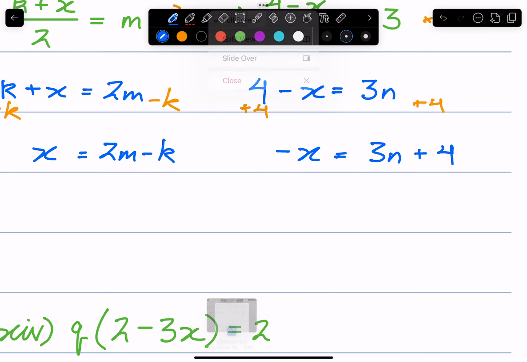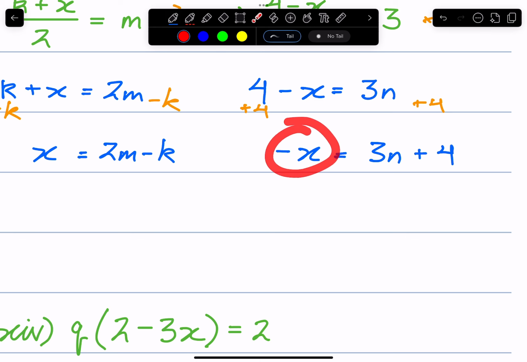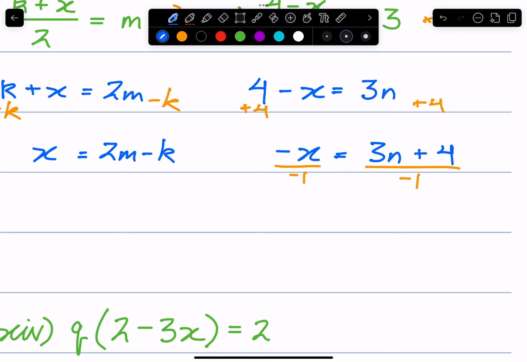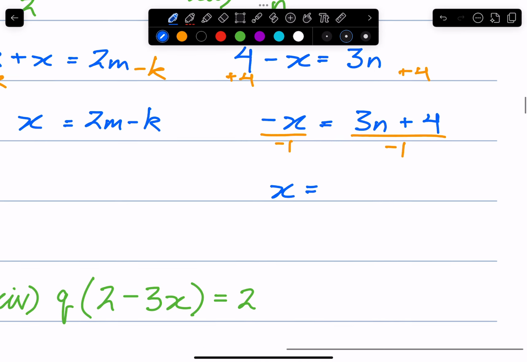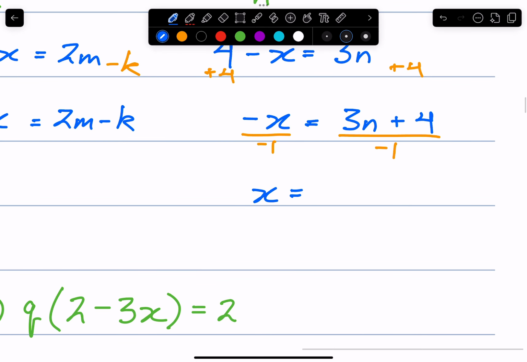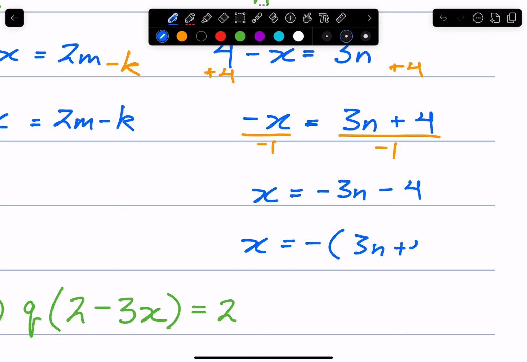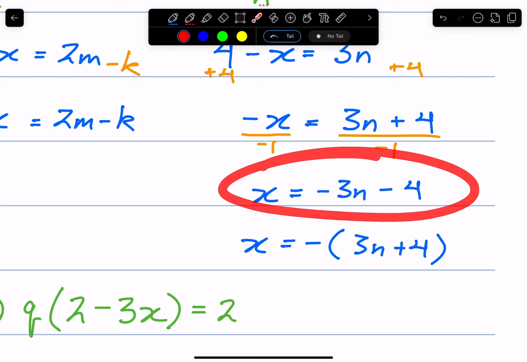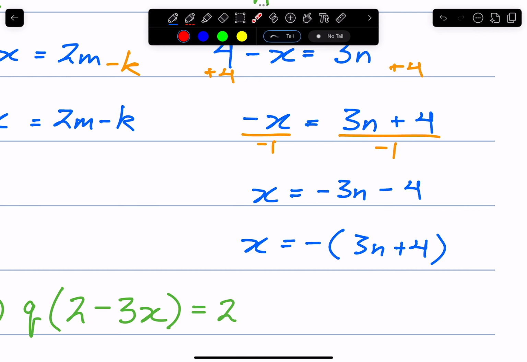And when we now divide by the negative 1, because there's a negative 1 here, this becomes positive x equals, and since it's a negative 1, we can simply divide each one by a negative 1. So this becomes negative 3n minus 4, or you could leave this as negative 3n plus 4. If it's too confusing with what I did here, we just factored out a negative 1, but it's fine to leave it in this form here.